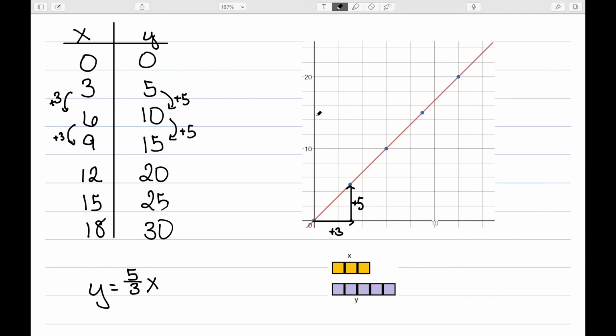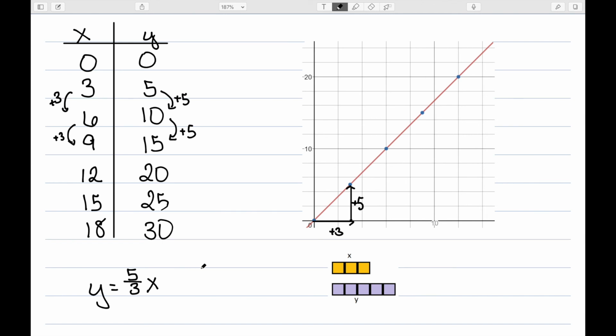Once we have the table, building the graph is fairly simple. Since we now have our points, we know we have the points (0, 0), (3, 5), (6, 10), etc. The strip diagram comes directly from the ratio. Once I know the ratio, I can build the strip diagram.